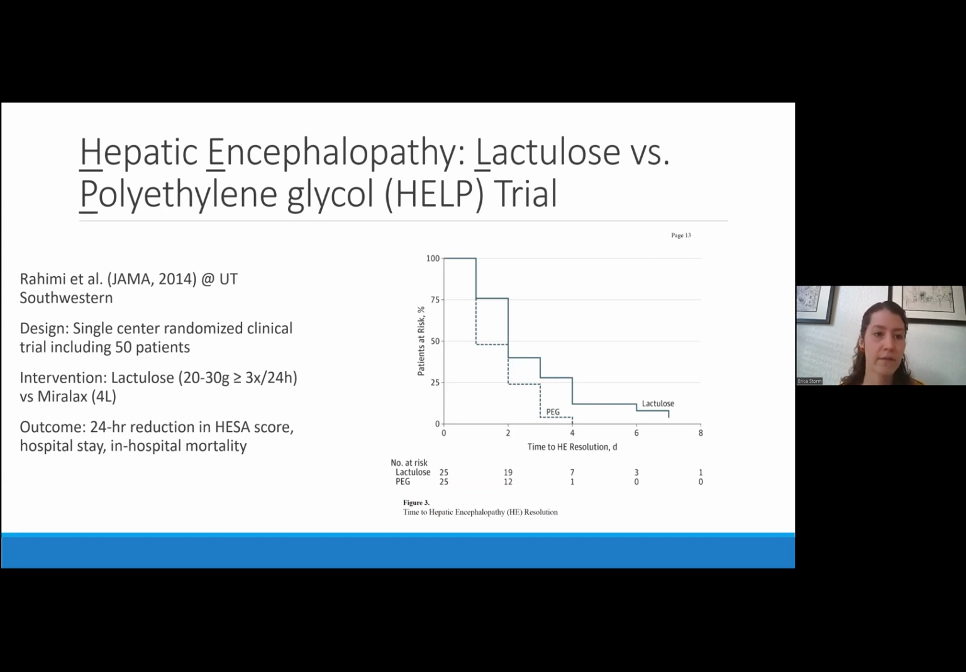It took the very straightforward intervention of looking at lactulose administration, around 3 doses in the first 24 hours, compared to Miralax. And I do want to say it was 4 liters of Miralax. The outcomes it looked for were a reduction in the HESA score, which is an objective score of encephalopathy, and things like hospital stay and in-hospital mortality. It showed that Miralax actually had a faster resolution of encephalopathy at the 24-hour mark.